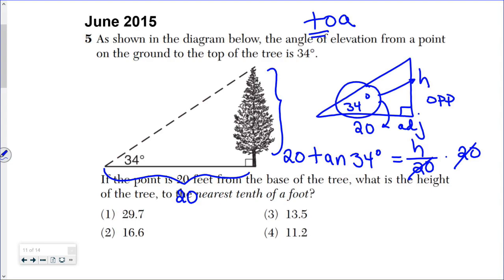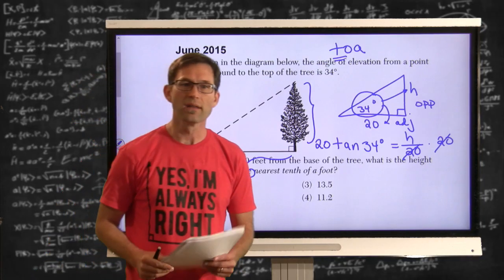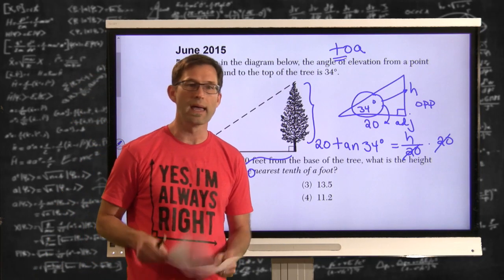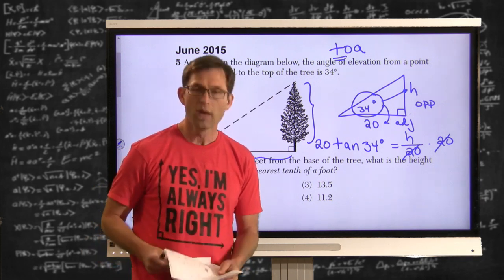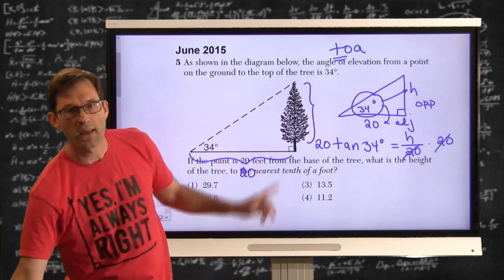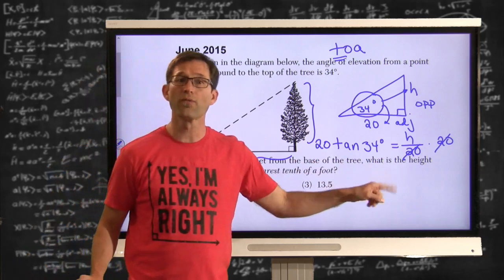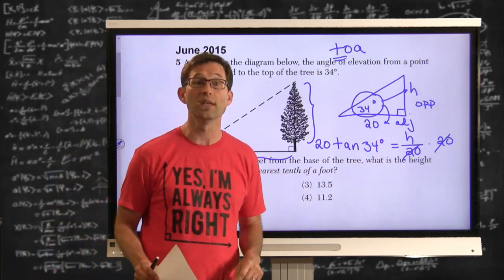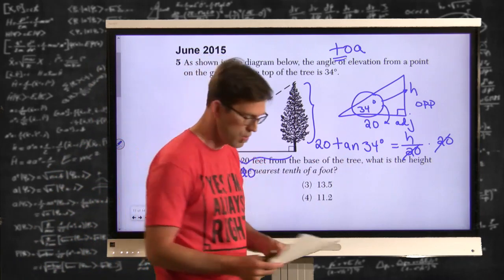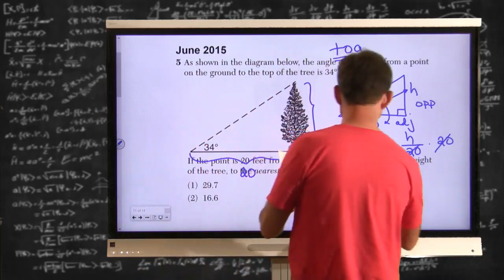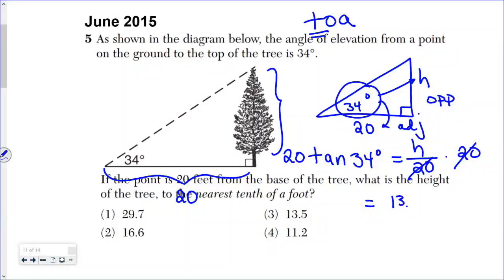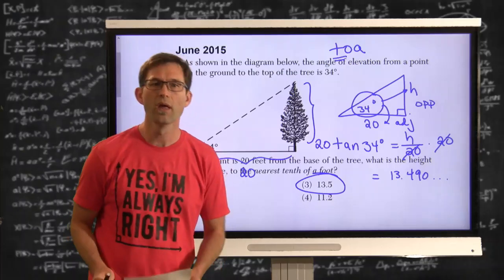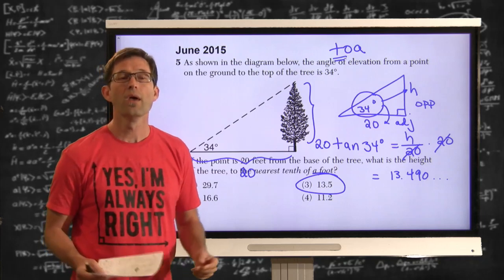And now this is all about your calculator. The plain fact is, I can't do this in my head, nobody can. You take out your calculator, you type in 20 times the tangent of 34, as long as your calculator is in degree mode, not radian mode, then you're going to get 13.490, etc., which to the nearest tenth of a foot is choice 3, 13.5.